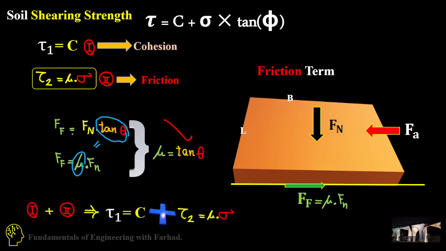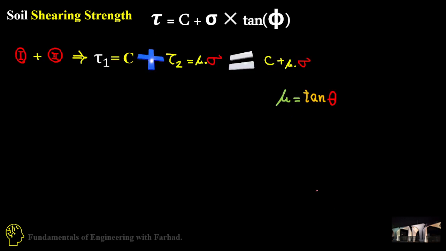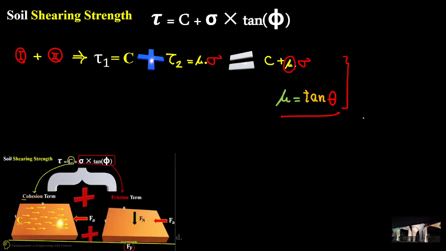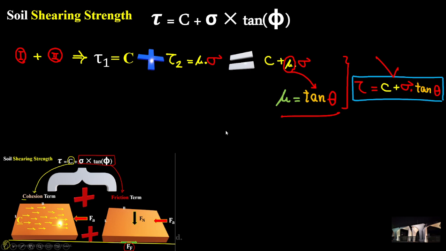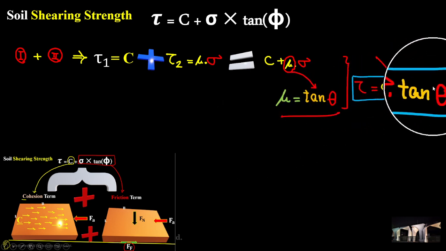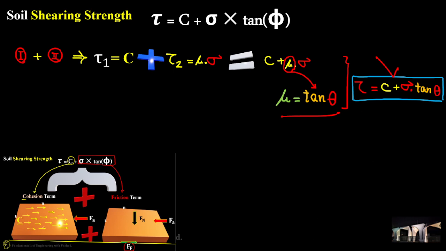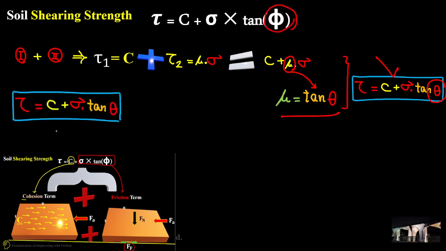If that's the case, and if we add up the two components of our tau to get the main equation, tau is equal to C plus mu times sigma. And if mu is already tangent of theta, one can say tau is equal to C plus sigma times tangent of theta. We almost created our main equation. The only difference is we have theta here, but we have tangent of phi in the original equation. Let's see how that goes.